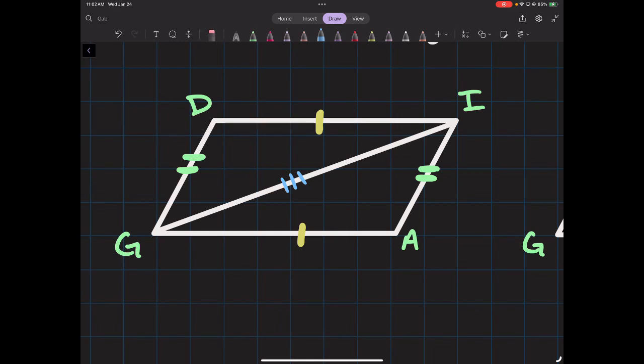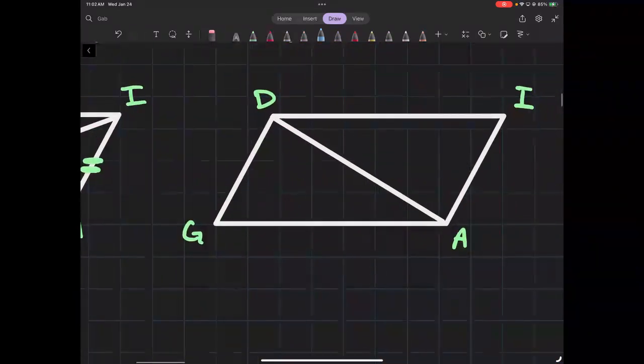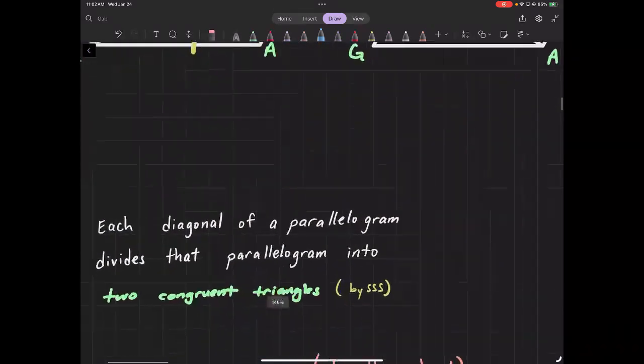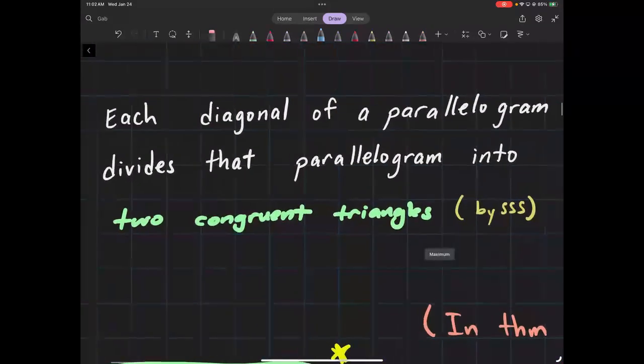I am not gonna talk about this one because it's the same thing. The diagonal is going the other way. It's the same thing. Okay? So this one is the same thing, right? I just want you guys to copy this down, just to have.